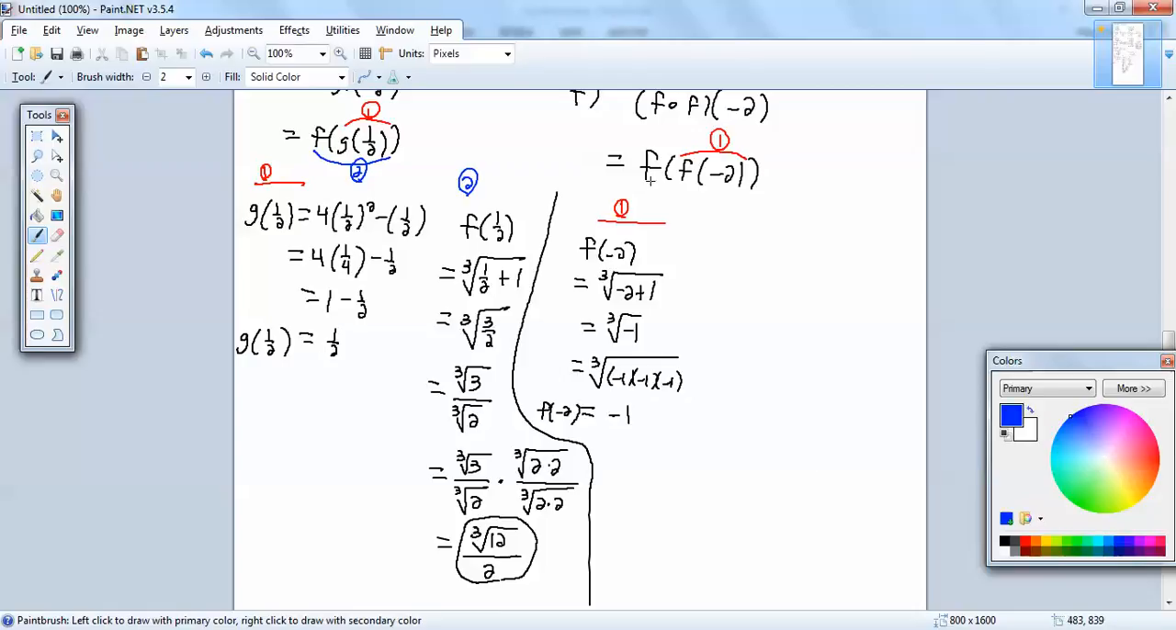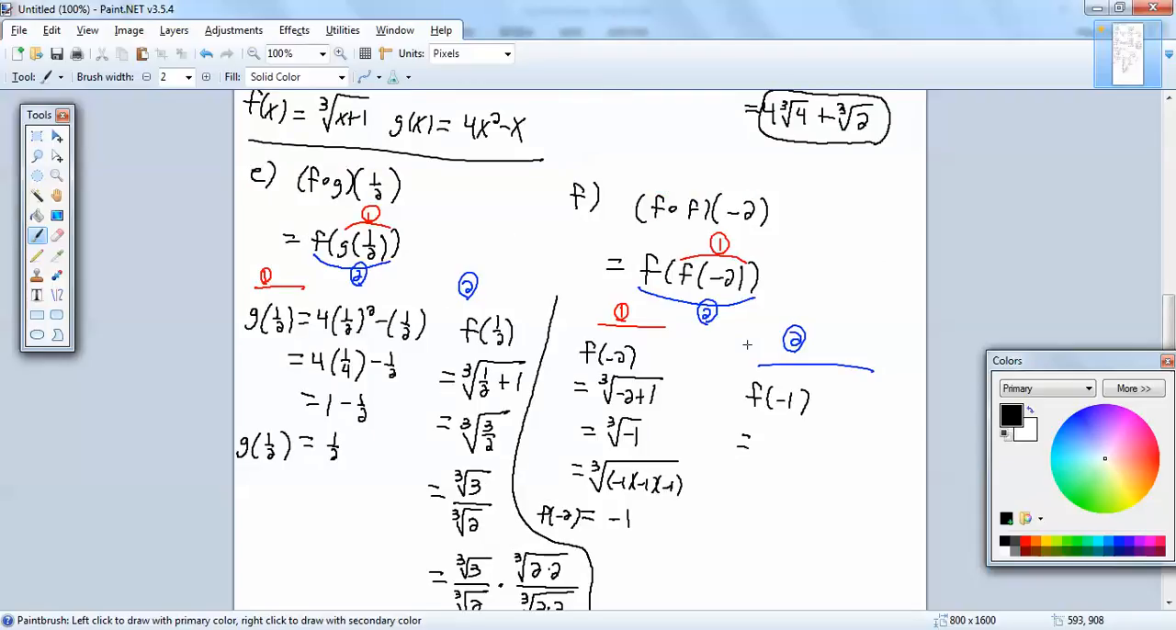So now we're going to focus on this outer. We know f of -2 is equal to -1, so we'll replace the f of -2 here with -1. So what we're going to be finding is f of -1. And f of x is cube root, and we'll replace the x here with -1. So that's -1 plus 1. That gives us cube root of 0, which gives us 0. And that's our answer.